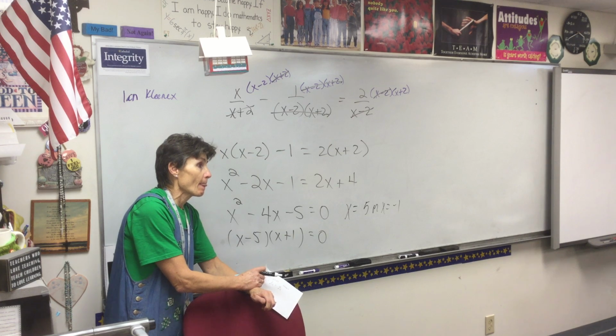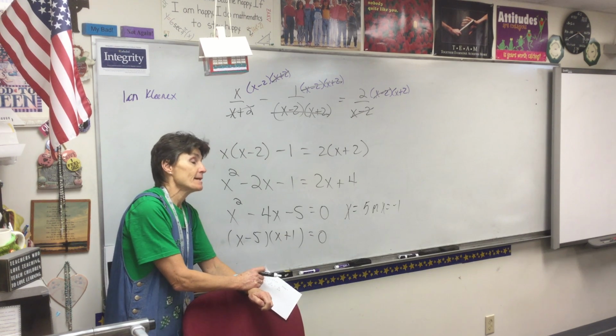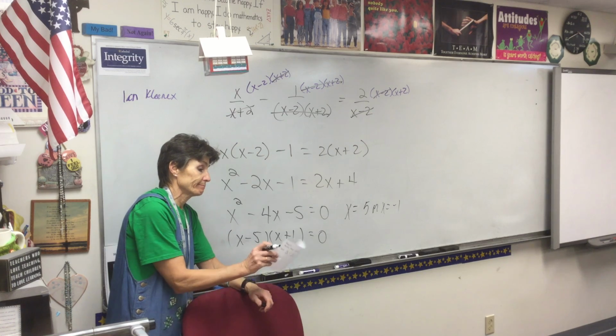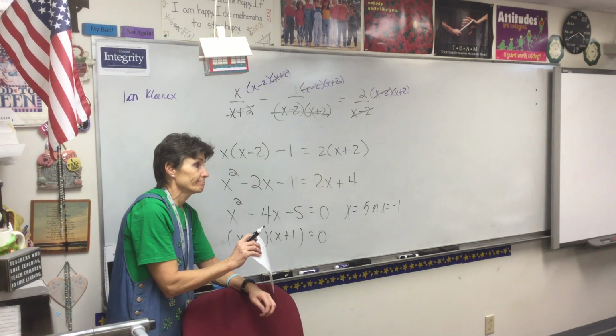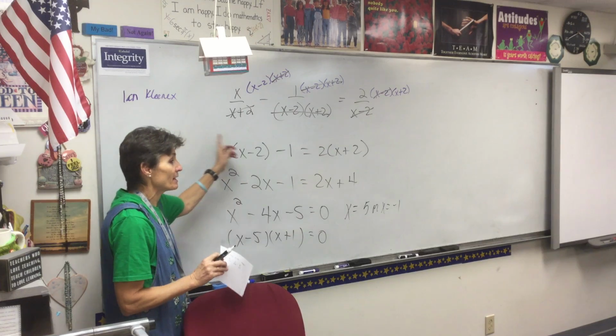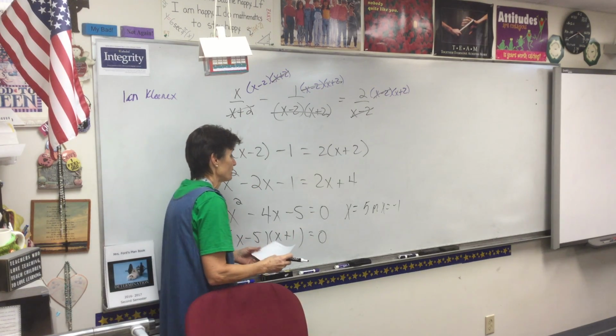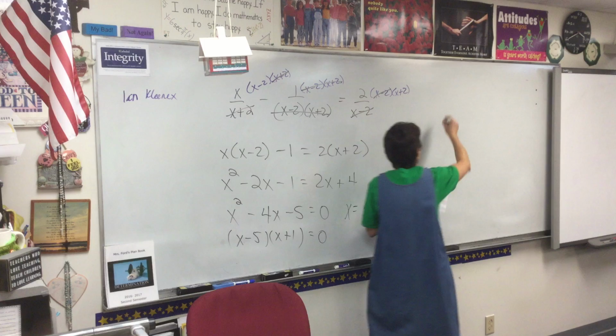So if we got 2 and negative 2 as our answers, then we're going to have an answer? Yep. Does that have to be 0 for everything for it to be extraneous? No, it makes any denominator 0. Any denominator 0, you have to get rid of it.